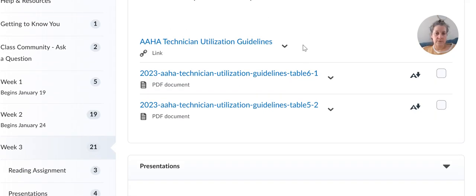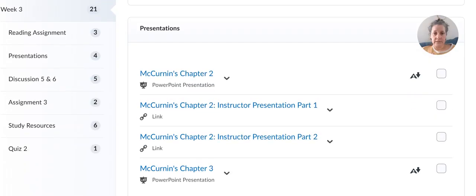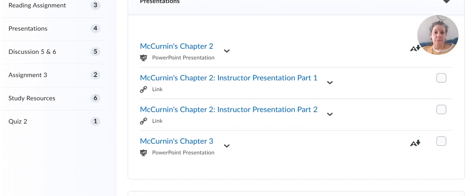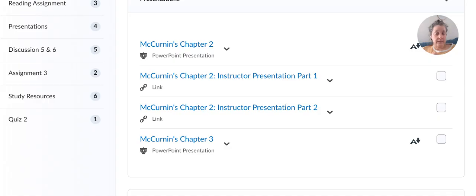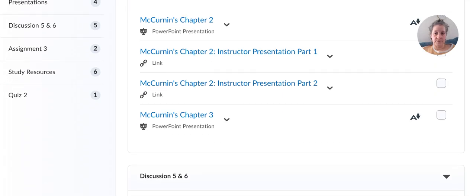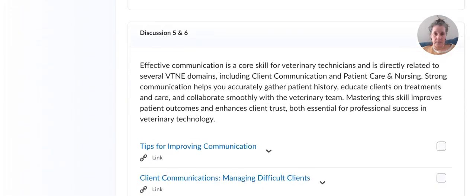This one, very short read. There's even a video embedded in there which kind of covers what is written in the short article. And then these are just 2 table references. Very easy to kind of glance through. Presentation, same as I've done last week. You have McKernan's chapter 2. I've broken that down into 2 different parts for you. They're about 20 minutes each. And then McKernan's chapter 3 is all about medical records, and there's voiceover with that as well.